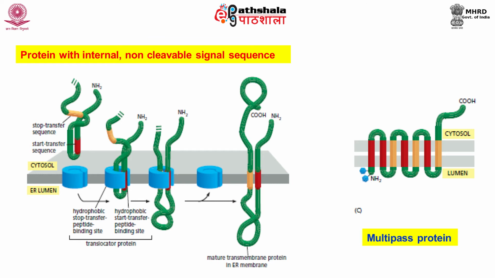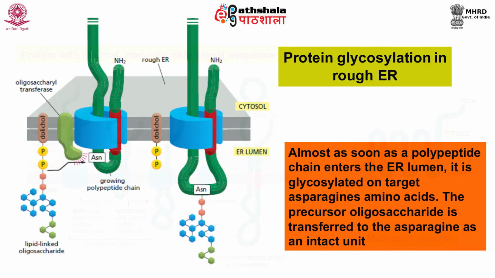The hydrophobic region nearest the N terminus serves as a start transfer sequence. The small multipass protein on the right has its N terminus located in the ER lumen and its C terminus located in the cytosol. Polypeptide chains need to be folded correctly such that they attain their three-dimensional conformations. This is very crucial for their proper function.